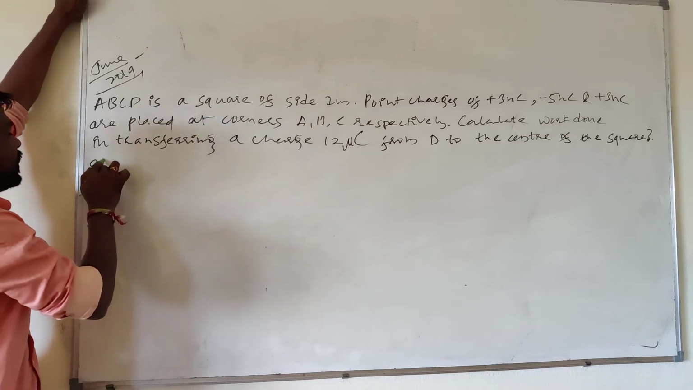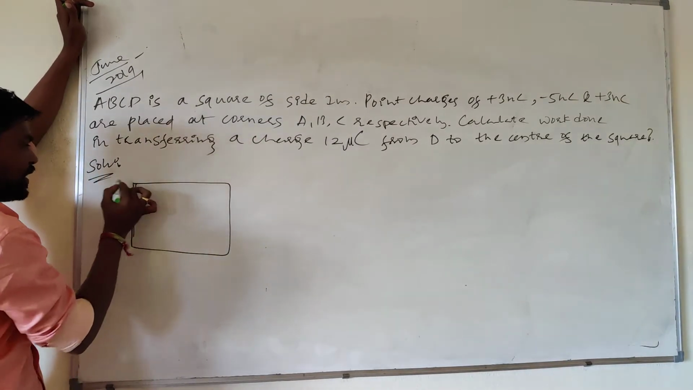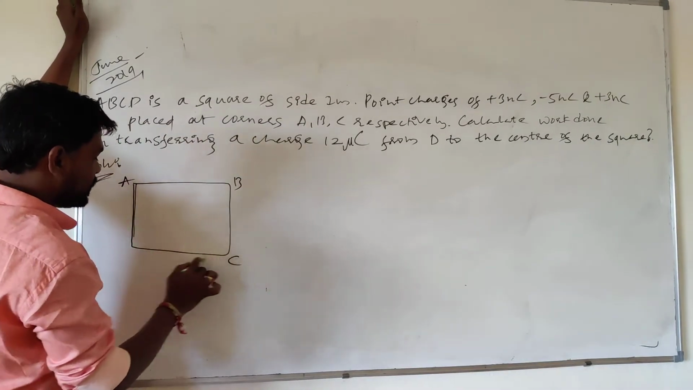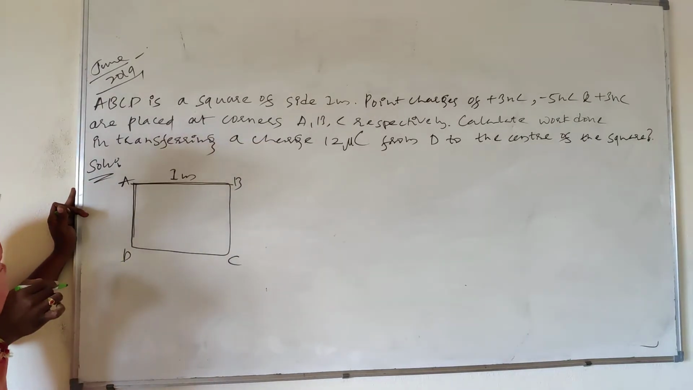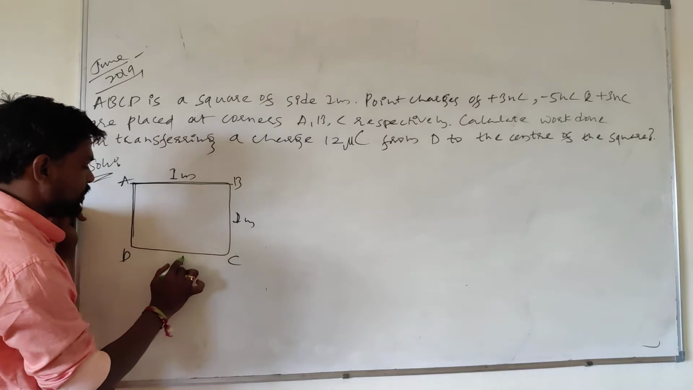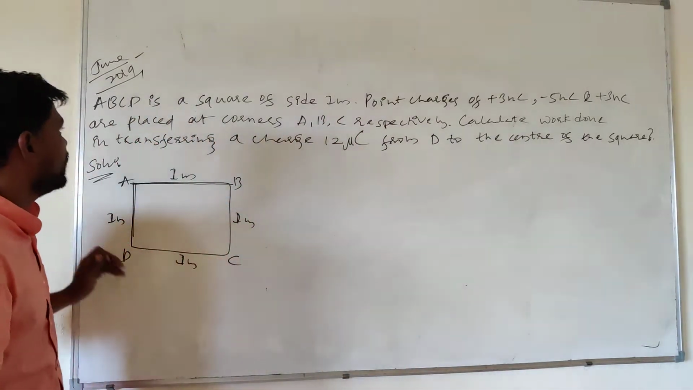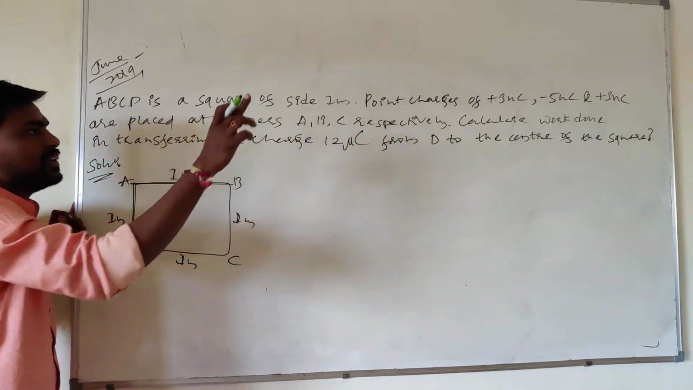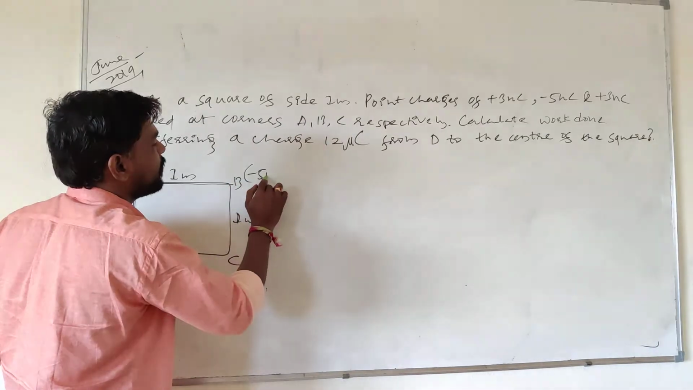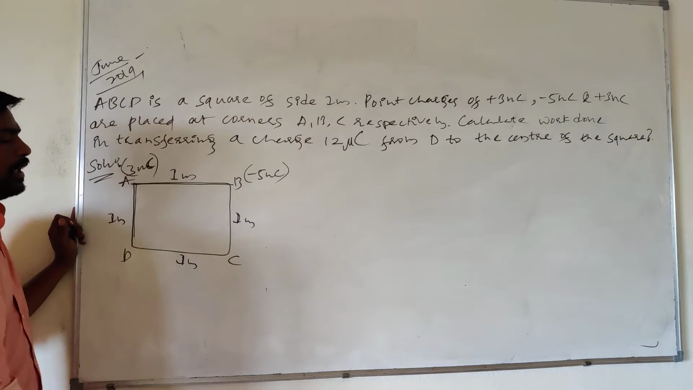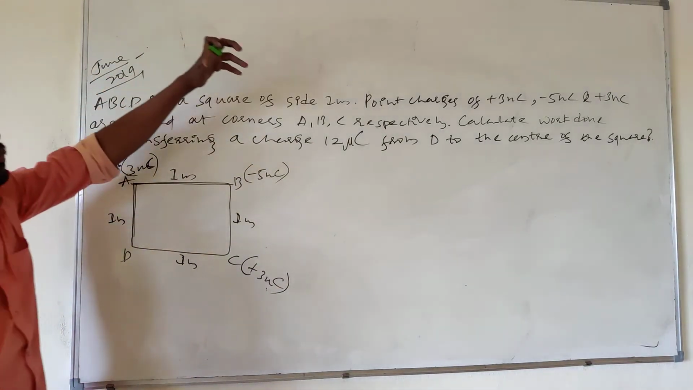June 2019, right. ABCD is a square of 1 meter. So now we consider this square, A, B, C, D. Each side is 1 meter. Point charges 3, minus 5, plus 3 are placed at the corners A, B, C respectively. So at A it is 3 nanocoulomb, at B minus 5 nanocoulomb, then at C plus 3 nanocoulomb.